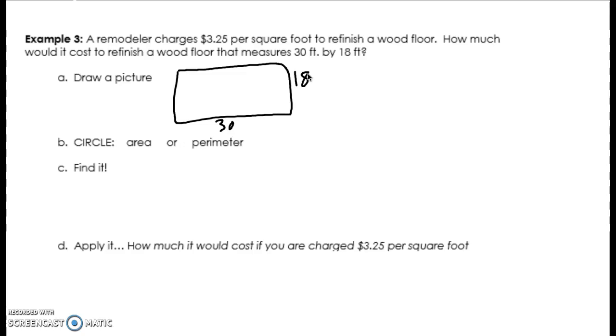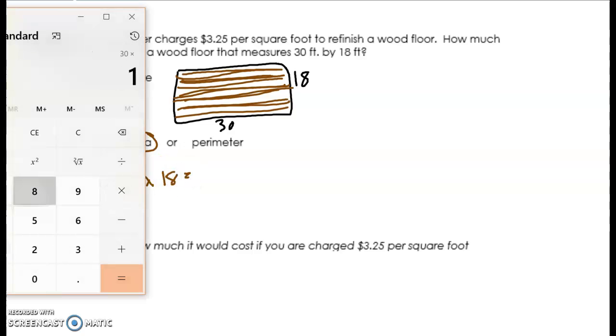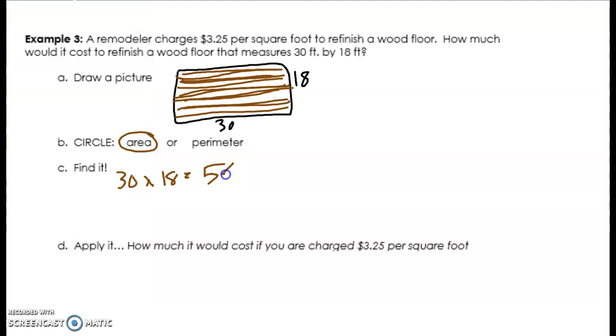And I'm talking about a wooden floor. So I would be refinishing that wooden floor. So if I think about the wooden floor on the ground, hopefully just even by drawing this, you should realize we're talking about the area. That clues you in that we're going to multiply these two numbers together. So we're going to take 30 and multiply it by 18. And we get a total square footage of 540 feet.